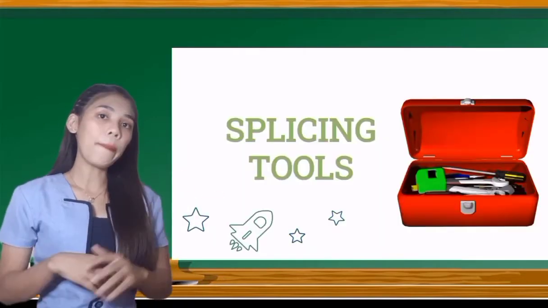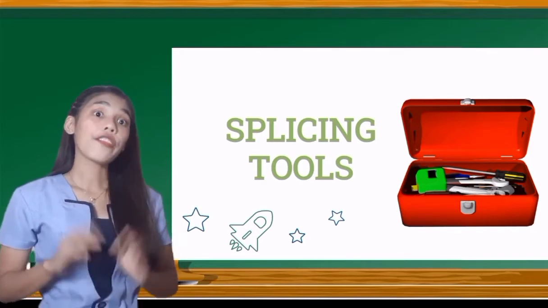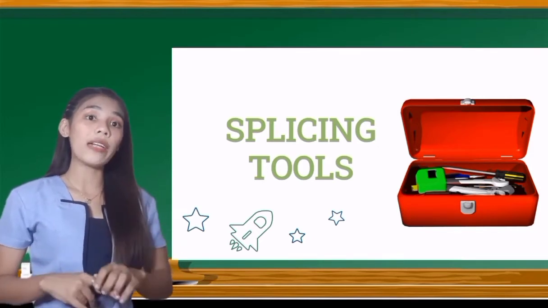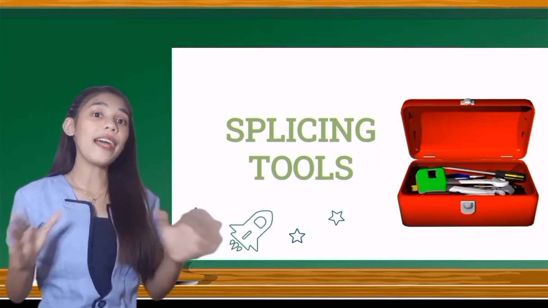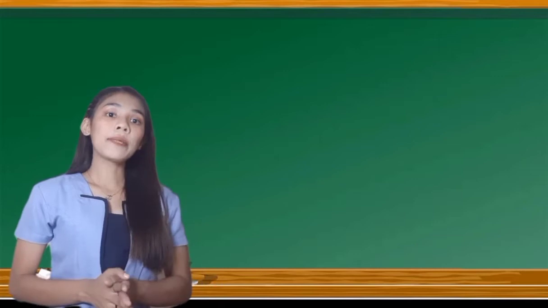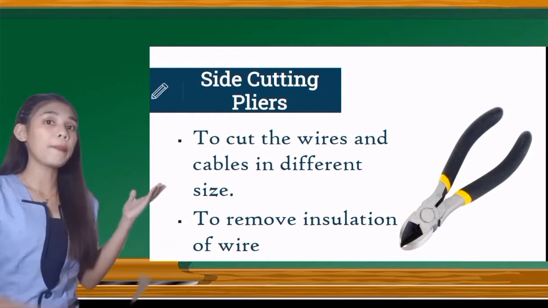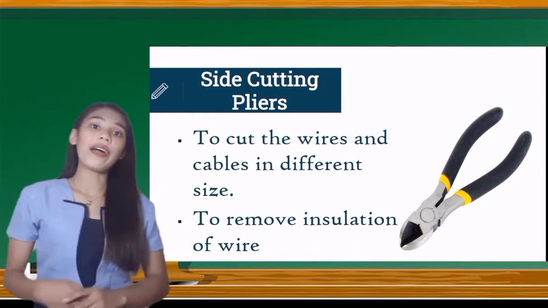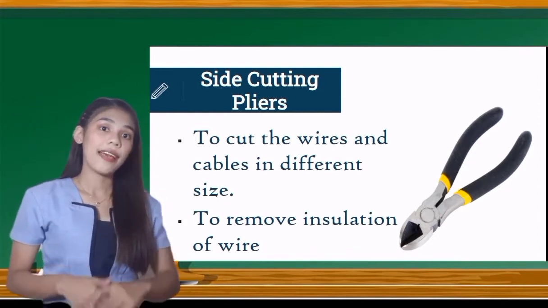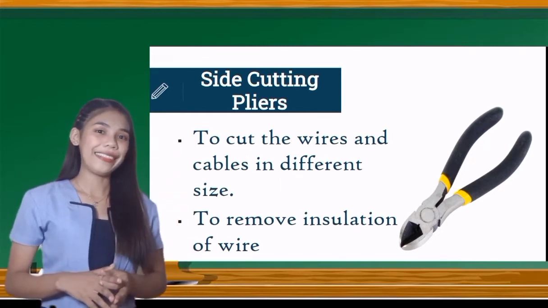So the main purpose of splicing tools is to act as the conjunction to firmly connect two wires to each other and also lengthen the wires or connect a broken wire. The first splicing tool is what we call the side cutters. As you can see in the pictures, these side cutting pliers are used to cut wires and cables in different sizes, and also remove insulation of the wire.